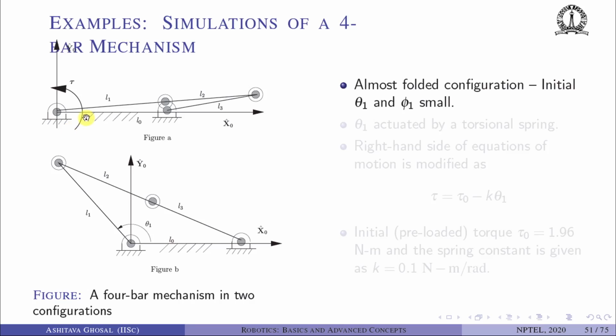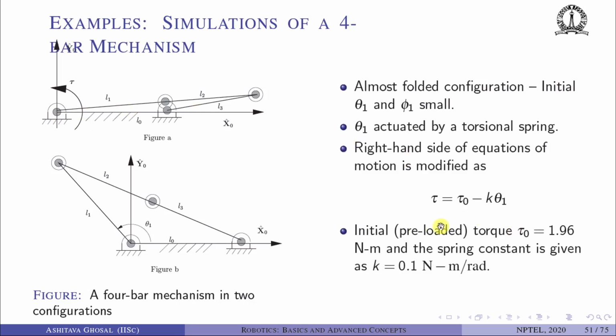This is a 4-bar mechanism. There's a torque which is acting. And since it is in an almost folded configuration, this theta 1 and phi 1 are very small. This theta 1 is actuated by a spring. There is actually no motor, but there is a spring. And the right-hand side of the equation, which is the torque corresponding to theta 1, is given by some tau 0 minus k theta 1.